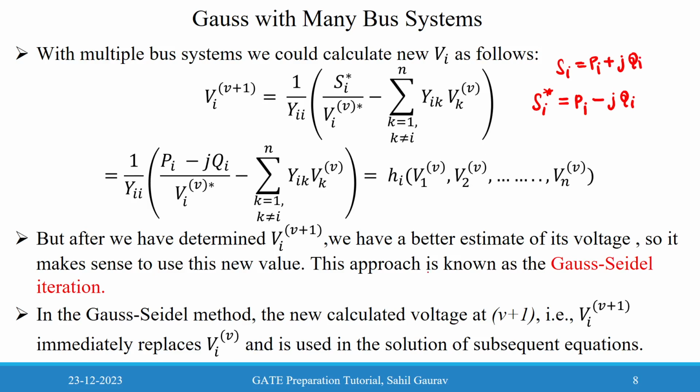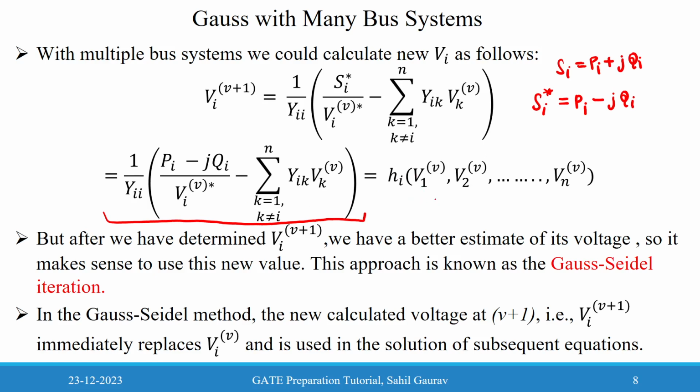So Si is equal to Pi plus Ji conjugate. So put Si conjugate as Pi minus Ji conjugate in the expression. You will get the expression below. Now here we can see that whatever this expression having, the voltage values all are depending on the previous count.